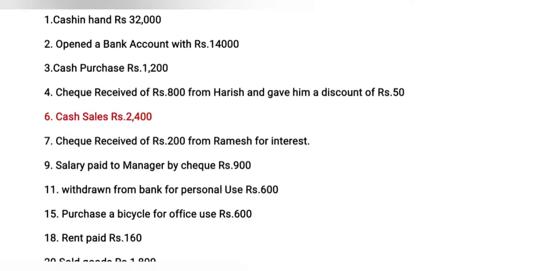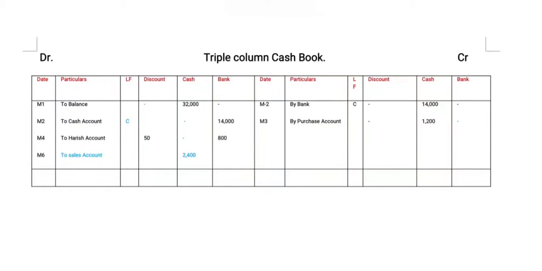6th date, cash sales. Here cash is coming into the business. That's why we go to the cash account debit side. Now we come to the debit side of the cash book. Here March 6, in the particulars column, to sales account, then in the cash column, 2400 rupees. This transaction is completed. Now we are going to another transaction.